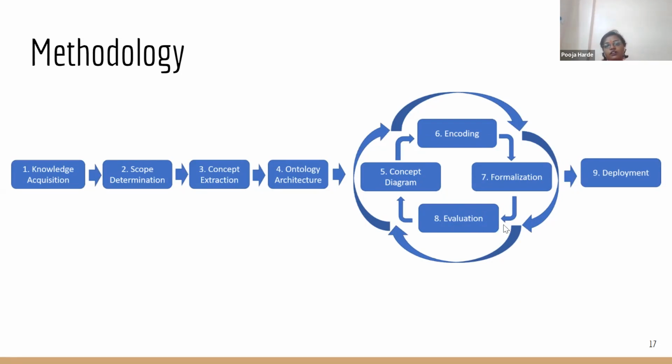Once we are done with all these stages, and we are okay with our ontology design, that now this is the final design, then we deploy it on the internet. There are various ways of deploying the ontology on the internet. Deploying is nothing but publishing the particular ontology on the internet so that different users can use it. So this is regarding the methodology that we followed for creating the Olympics ontology.